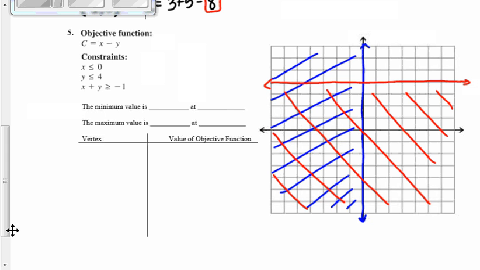And then for this last one, we'll have to put it in slope-intercept form. So that would be y is greater than or equal to negative x minus 1. So here is negative 1 with a slope of negative 1. So going in both directions. So here's that line. And it says greater than or equal to. So I'm going to shade above.